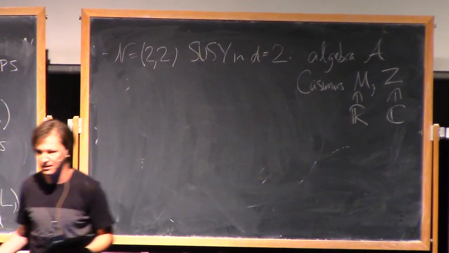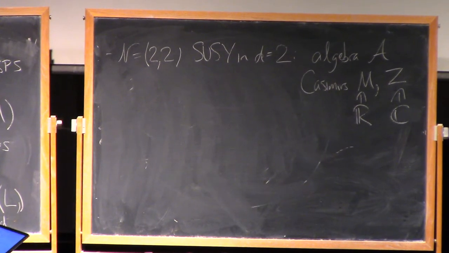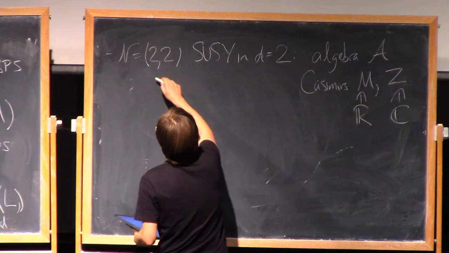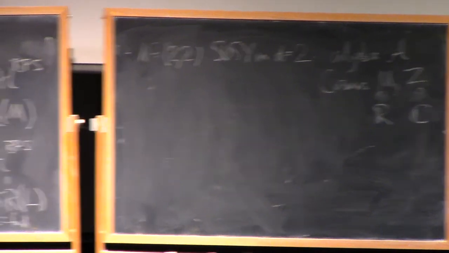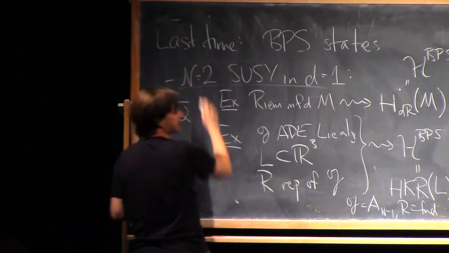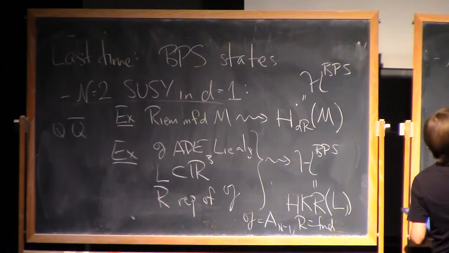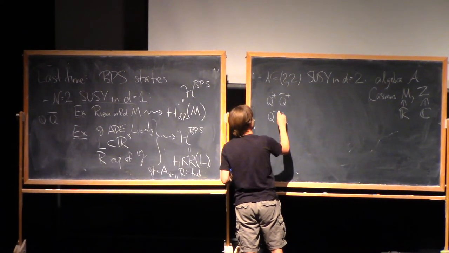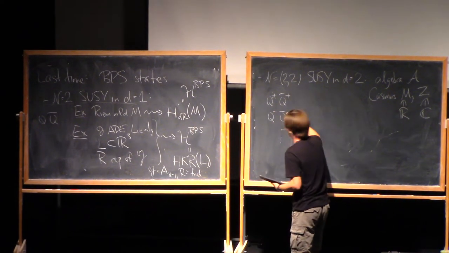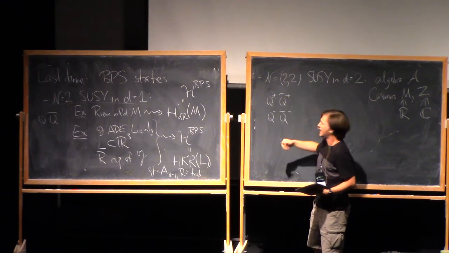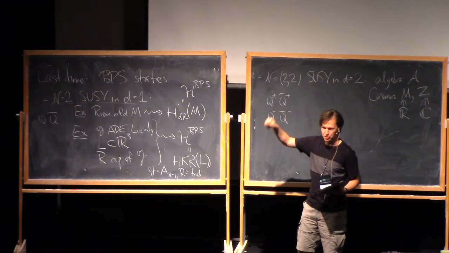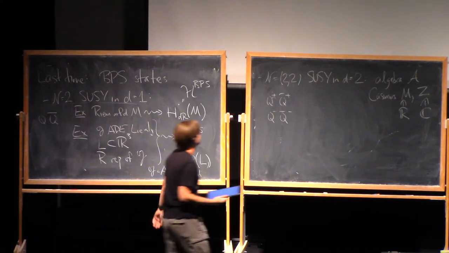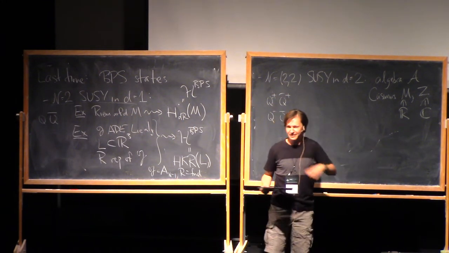Yes? Let me just say, the two is the fact that there were two Qs, Q and Q bar. The (2,2) is the fact that there were four Qs: Q plus, Q plus bar, Q minus, and Q minus bar. The fact that it's divided into (2,2) has to do with how these transform under the SO(1,1) Poincaré symmetry. But I think, let's not say more about that now.